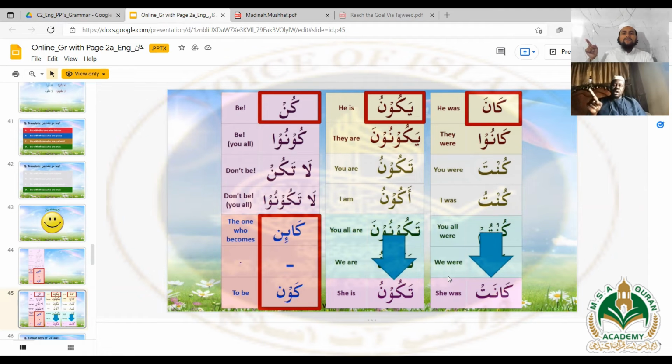Kana, he was. Kanu, they were. Kunta, you were. Kuntu, I was. Kuntum, you all were. Kunna, we were. Kanat, she was. Yakunu, he is. Yakununa, they are. Takunu, you are. Akunu, I am. Takununa, you all are. Nakunu, we are. Takunu, she is.